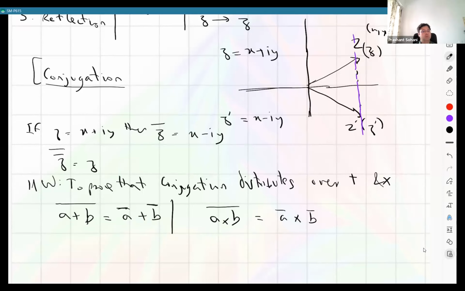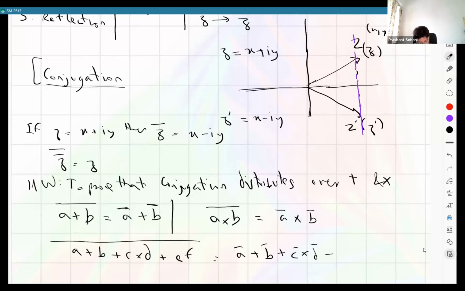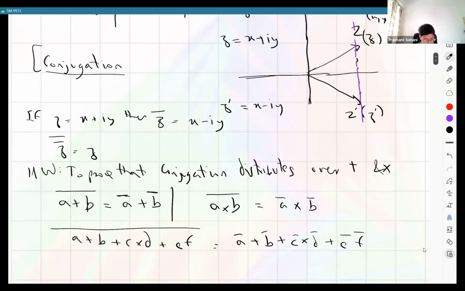So this is making it very useful because if you have a very complicated expression like a plus b plus c into d plus whatever e f, anything like that, and if you take the conjugate of that, you can simply split up that conjugate bar into smaller bars. It will be just a bar plus b bar plus c bar into d bar plus e bar f bar. So it is very easy to apply the conjugate that way, and even pull it out. If two, three terms all have conjugates, you can make it common and bring it out. So that way conjugation is a very nice operation actually.